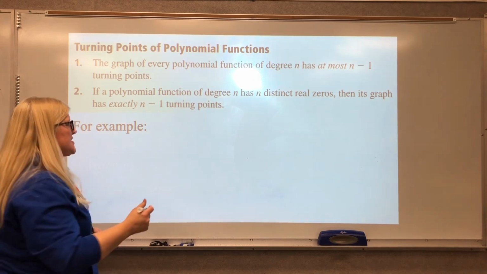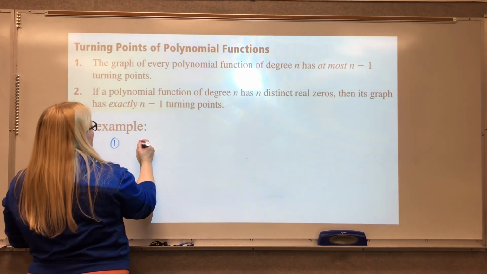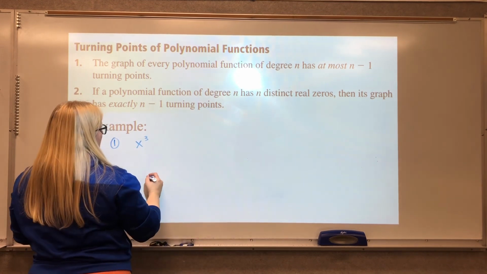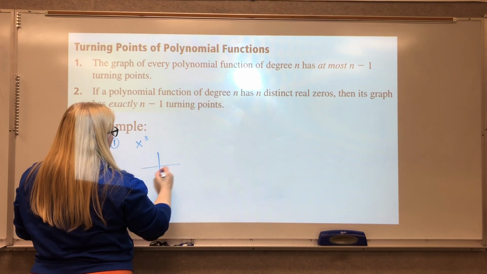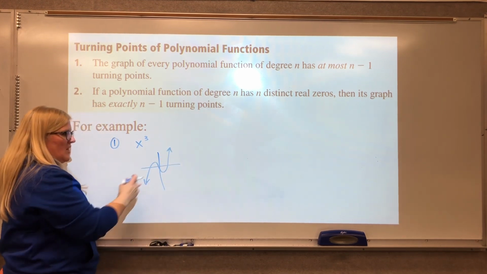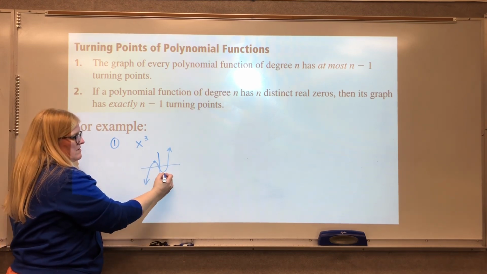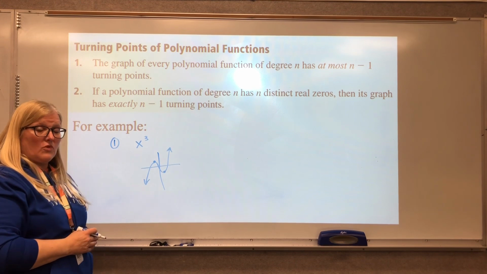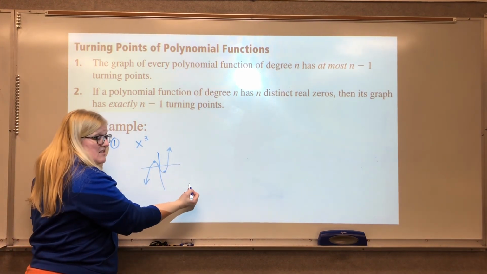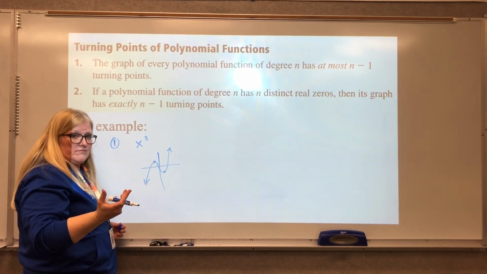So let me give you an example. This is number 1. Let's say I have x to the third plus blah, blah, blah, okay? And it looks like this. How many turning points does it have? 1, 2, right? It can't have any more than that. If it turns again, then it's going to be an x to the fourth.